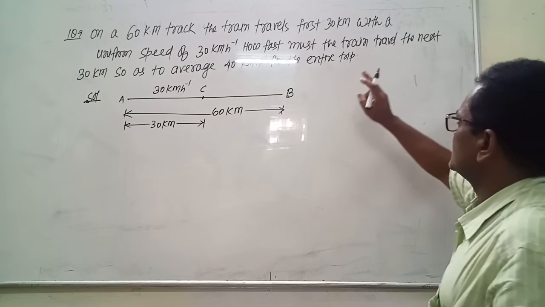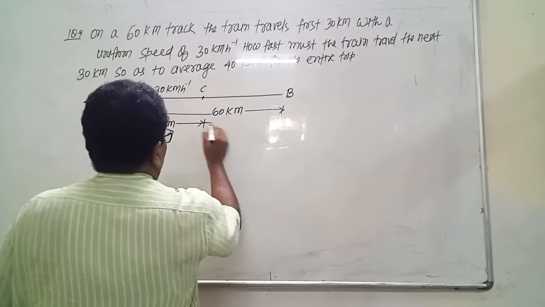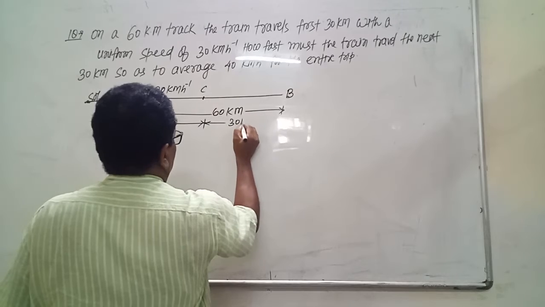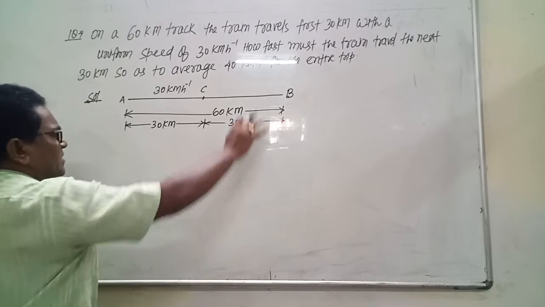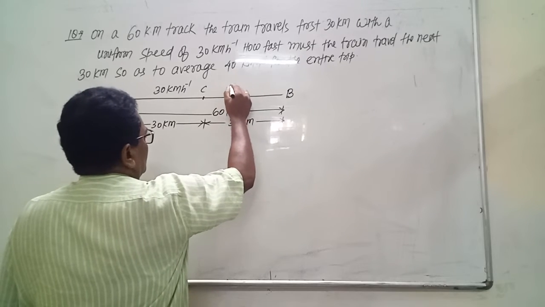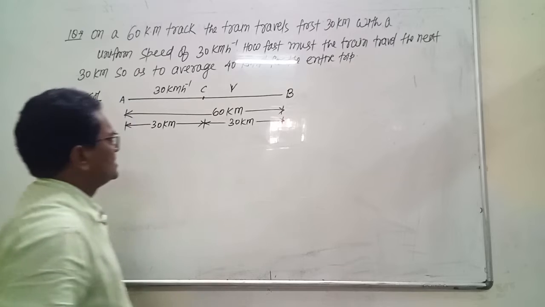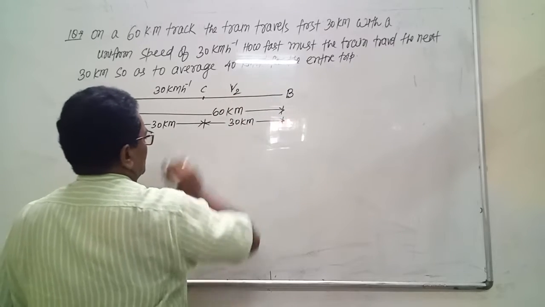So how fast must the train travel the next 30 km? How fast does the train move the next 30 km? Suppose V is the speed for the next 30 km, or suppose it is V2.